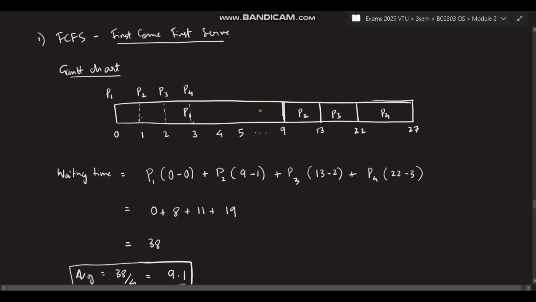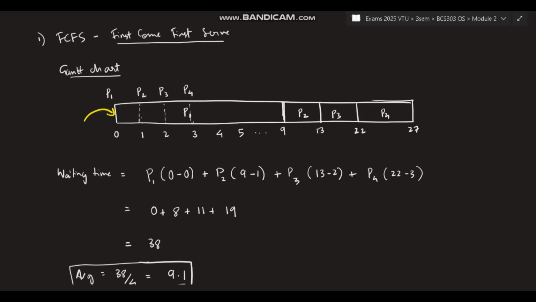For waiting time, you have to observe two things: when a process came, and when it started executing. Let's take each one by one. P1 came at the 0th second. When it started executing, it's FCFS, so it started executing at the 0th second only. So we subtract 0 from 0, and you'll get 0, because P1 is the first process and we are using FCFS, so the process will start executing at the same time.